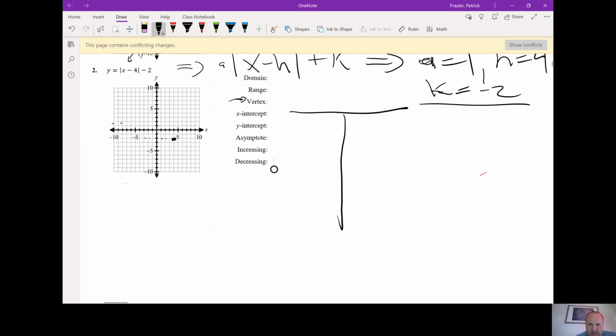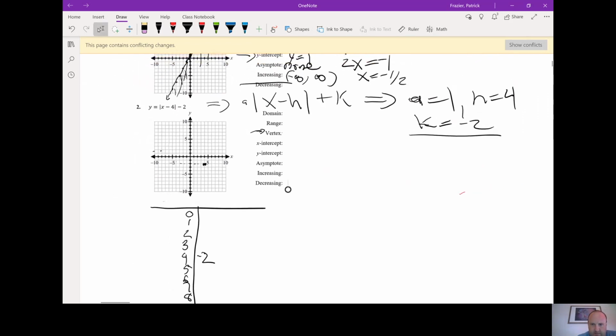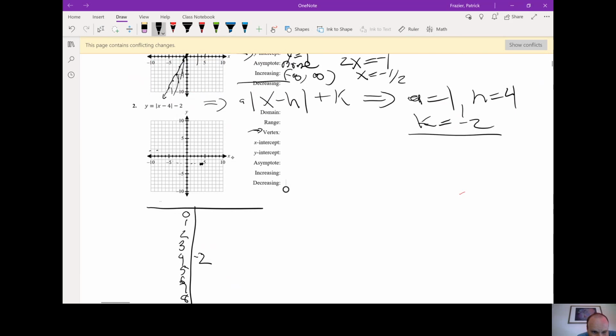And we could even make a little table. Or let me put it over here. And start out at 0, 1, 2, 3, 4, 5, 6, 7, 8. Where x equals 4, y equals negative 2. And then a equals 1, as I stated, because there's not any number over there.